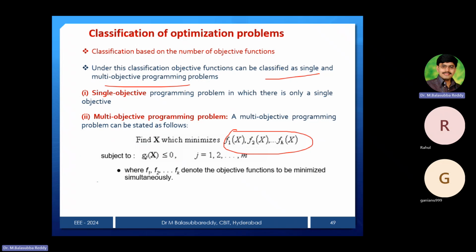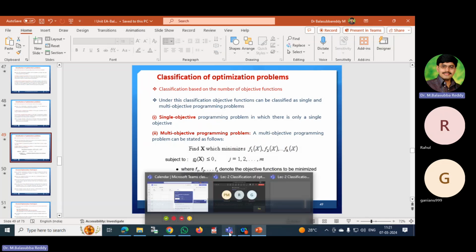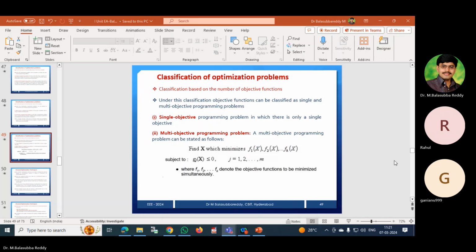So these are some of the classifications of optimization problems. We'll see more in the next class. If you have any doubt, you can ask me. Otherwise, you can leave.